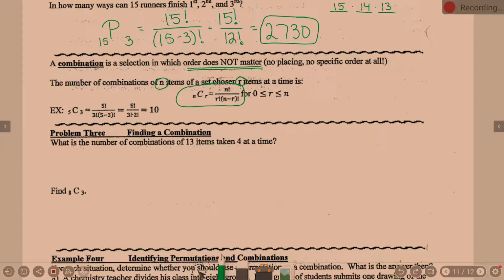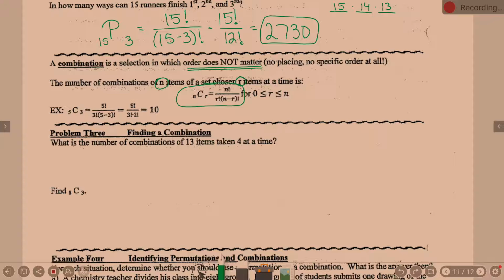The example here, 5 combination 3. 5 factorial on top, divided by 3 factorial, and then times 5 minus 3 factorial, which ends up being 2 factorial. So you will notice that it's 5 factorial divided by 3 factorial and 2 factorial, which those two numbers are going to add up to be that top number every time.